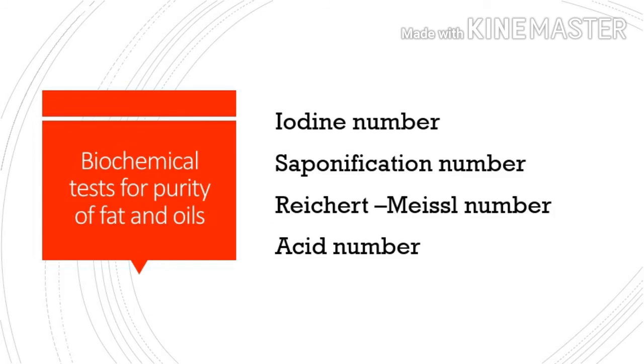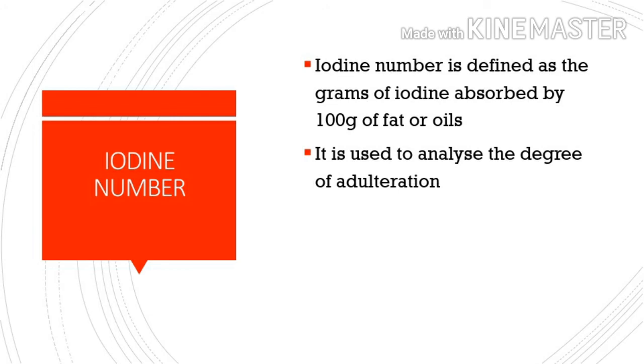So, biochemical test for purity of fat and oil. There are 4 methods to find the purity of fat and oils: iodine number, saponification number, Reichert-Meissl number, acid number. We have to study two things in very detail, that is iodine number and saponification number. Iodine number is defined as the grams of iodine absorbed by 100 gram of fat or oil.